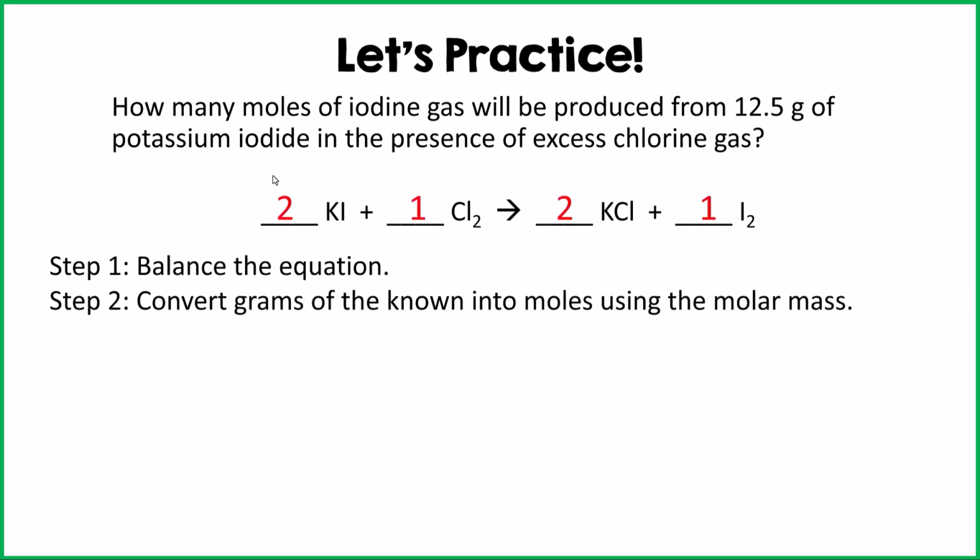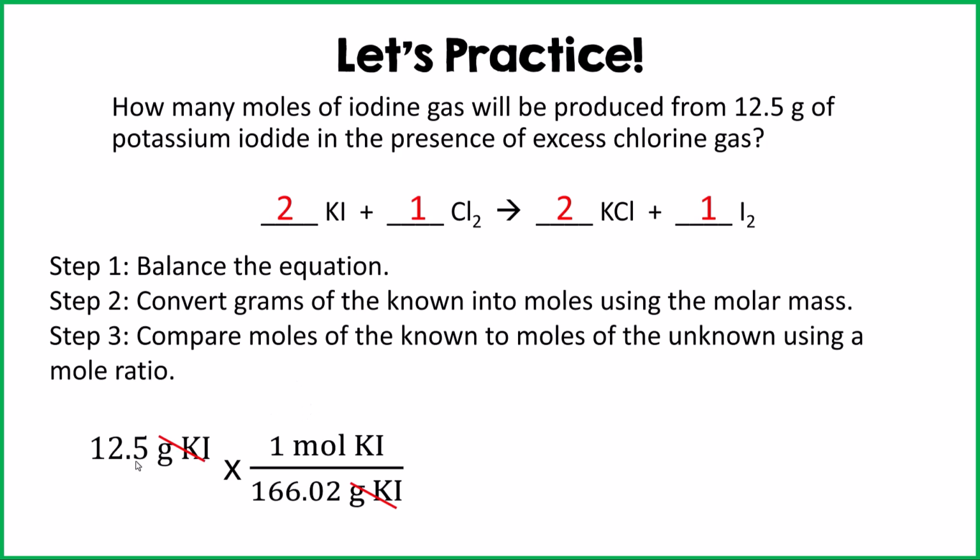So you've balanced the equation and these should be your coefficients. Then we're going to convert grams of the known substance. Our known substance is potassium iodide. Since we have 12.5 grams of potassium iodide, that's our known substance from the problem. Convert that into moles using the molar mass. So we need to identify the molar mass of potassium iodide and then convert from grams of potassium iodide to moles of potassium iodide. The molar mass of potassium iodide is 166.02 grams.